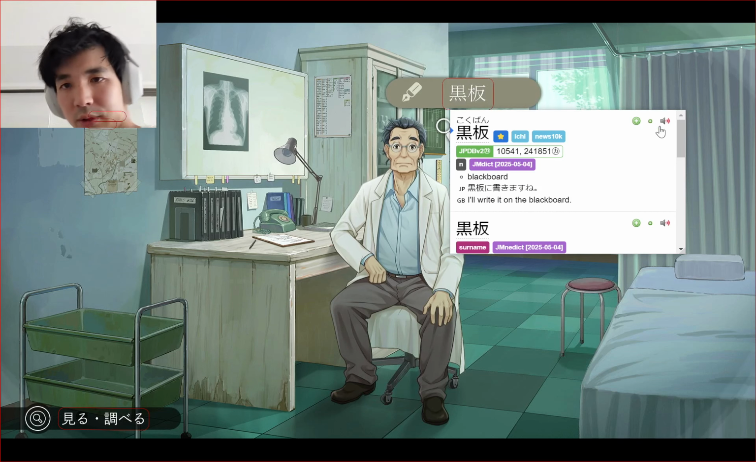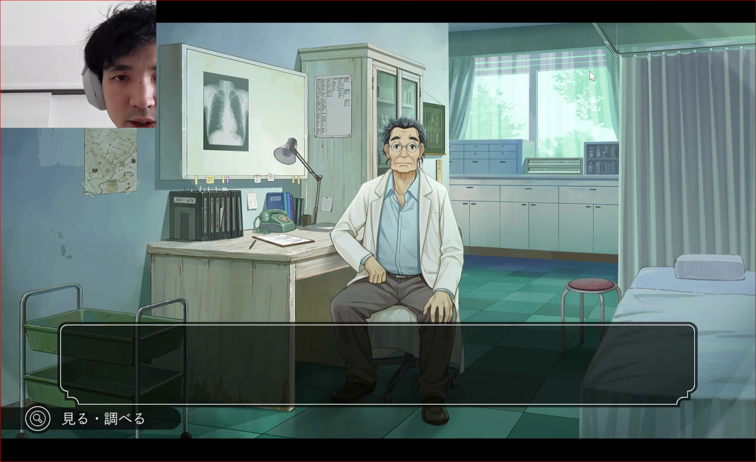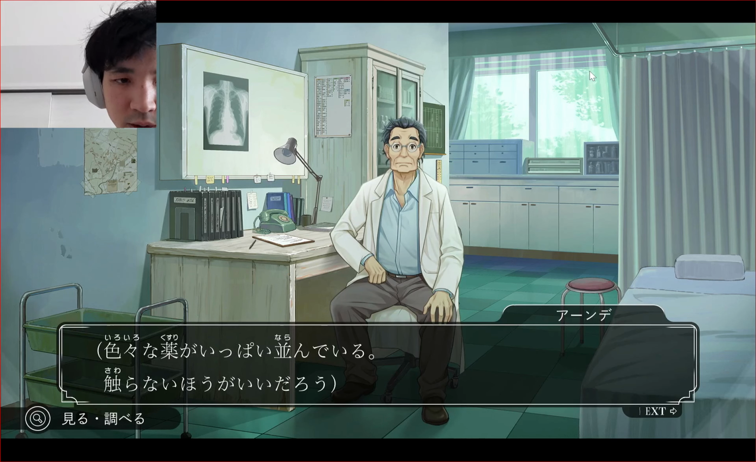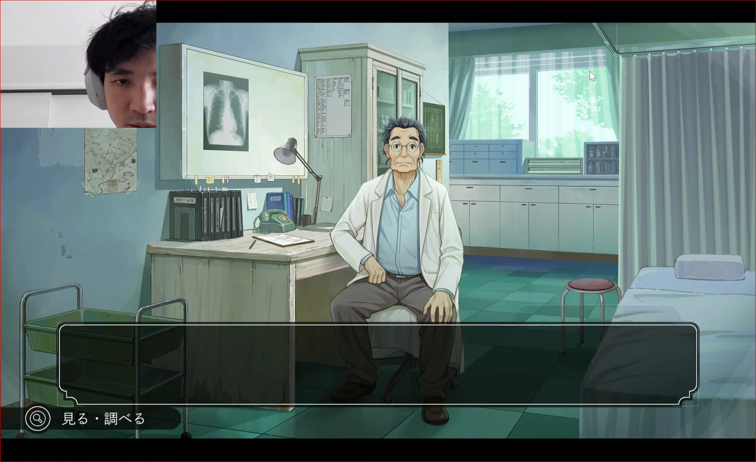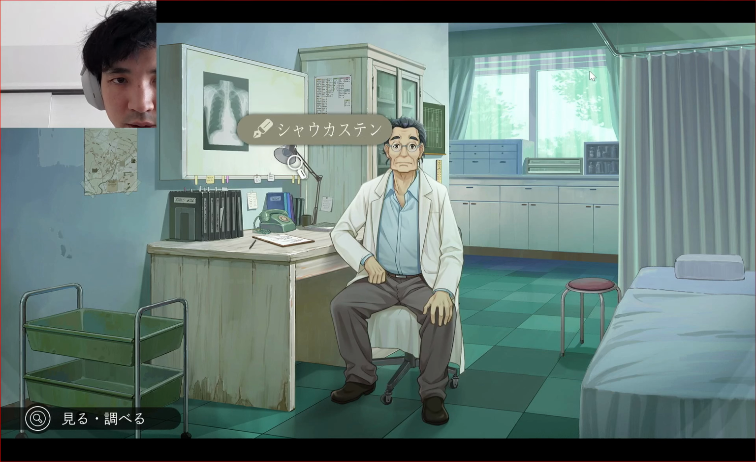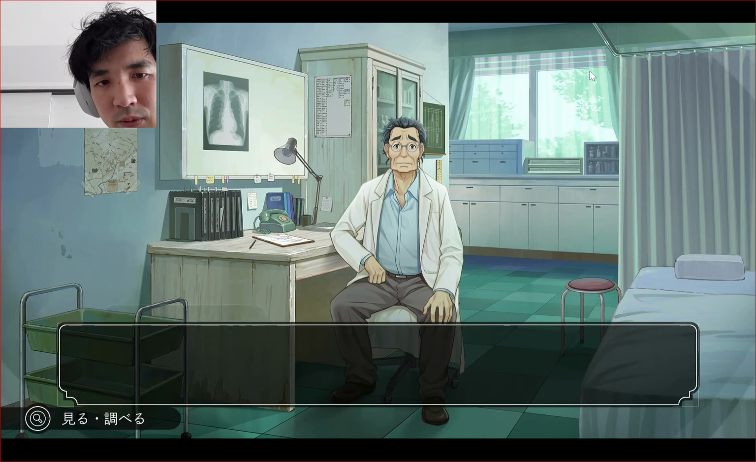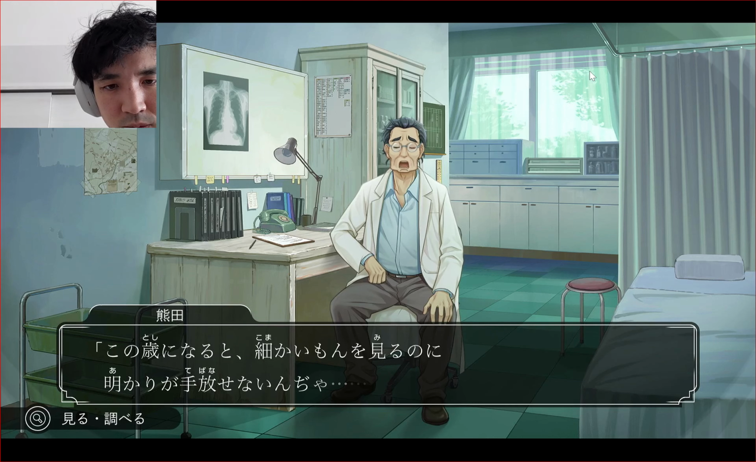Kokuban. Also a word that I need to learn, so I'll save it. いろいろな薬がいっぱい並んでいる。触らない方がいいだろう。Any other weird little things to poke at? Tenki stando? この年になると細かいもんを見るのに明かりが手放せないんじゃ。Akari ga tebanasenai n ja.